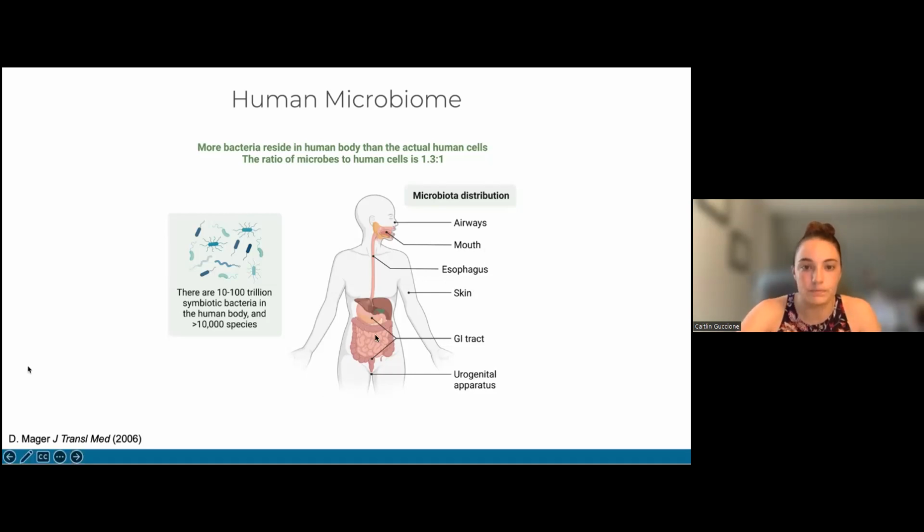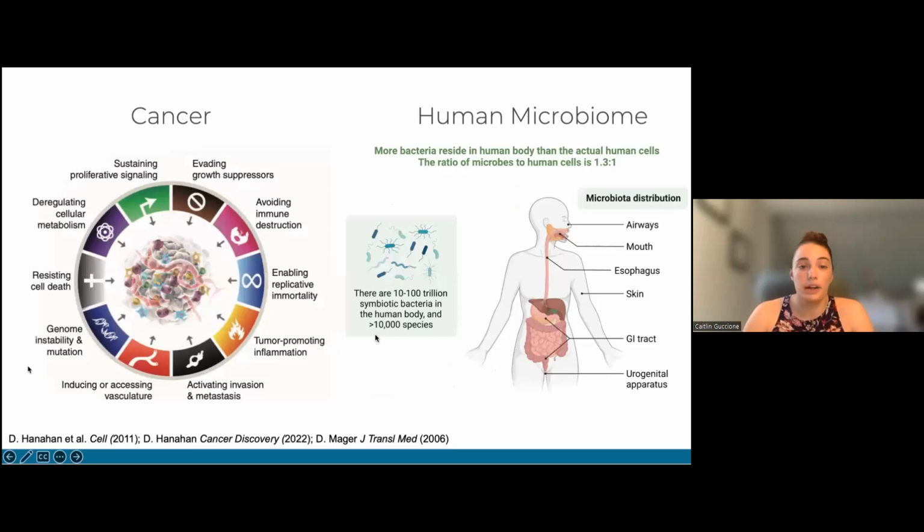You might be wondering why I'm talking about this and the link between cancer and the human microbiome. On the left, I have the 2011 release of the cancer hallmarks. I'm sure most of you know what these are: different features all linked to cancer, and they either have to do with the development of cancer, the prognosis of cancer, or how cancer may get worse or better.